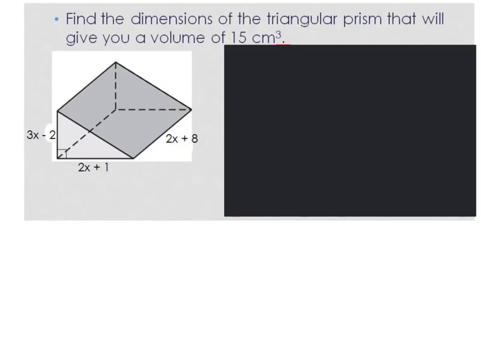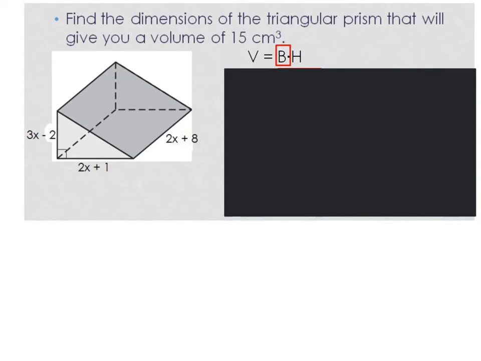Okay, so we'll go ahead and try one more of these for practice. Find the dimensions of the triangular prism that will give you a volume of 15 cubic centimeters. Now remember, a triangular prism is still a prism, so we're still going to use our volume formula for a prism, which is capital B times capital H. Okay, but this time our base is a triangle.